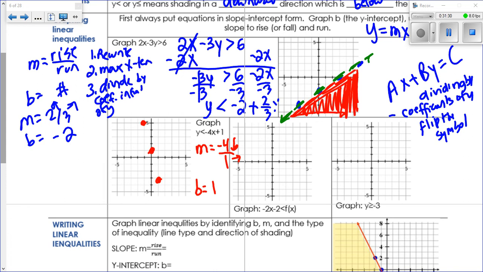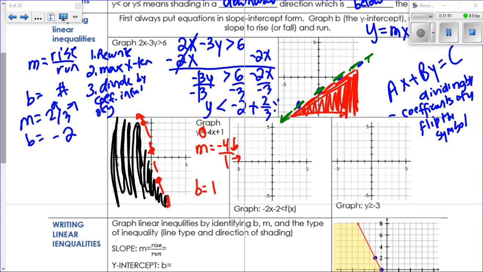And is it dotted, dashed, or is it solid? It's dashed because of the less than. And I shade below the line because all my y values are less than the line. Okay.